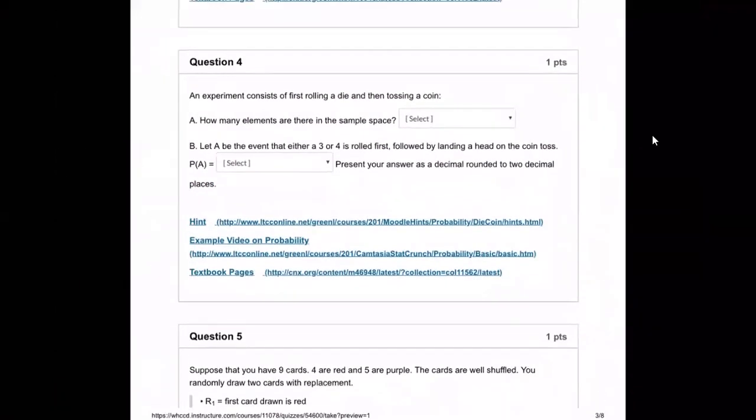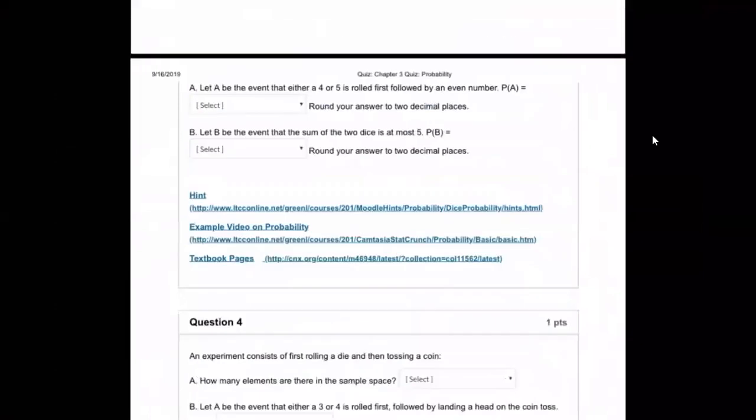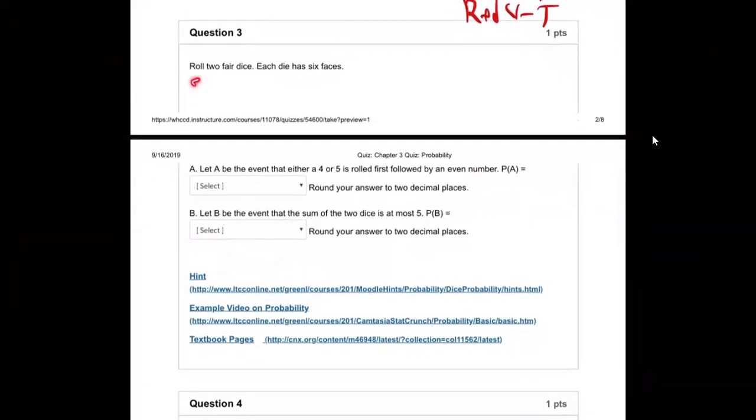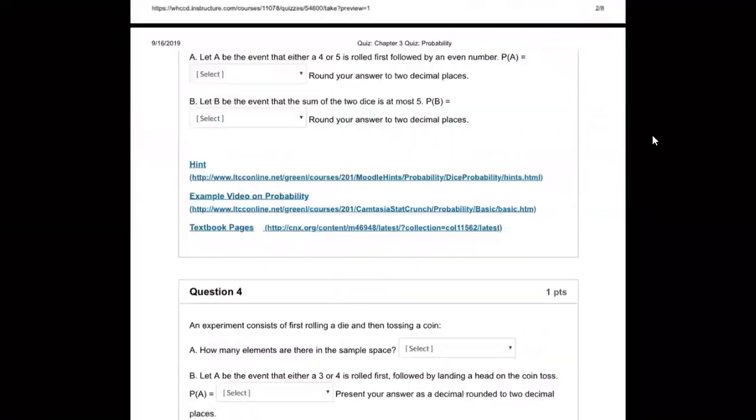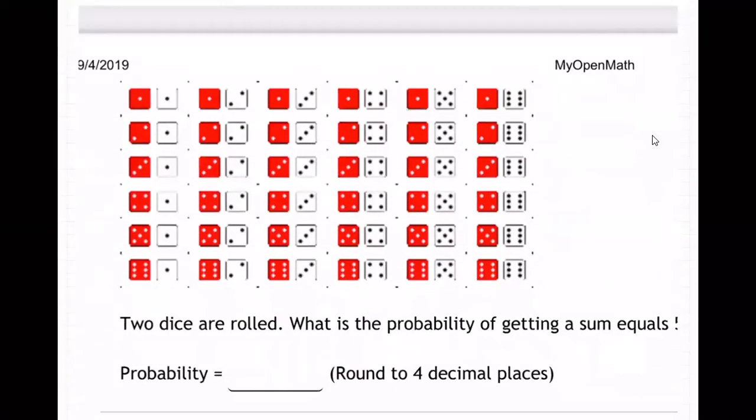All right, so let's answer the question now. So I'm on question 3 here. Roll 2 dice. Let A be the event: either a 4 or 5 is rolled first, followed by an even number. Let's circle those. 4 or 5 first, followed by an even number. Okay. 4 or 5 first. Here it is.